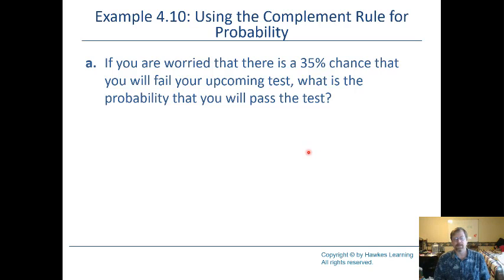So if you get, for example, stressed out that there's a 35% chance you'll fail your upcoming test, what is the probability that you'll pass? Because that's a less stressful value. So 1 minus 0.35 in decimal form, or 100 minus 35 if you want to keep it in percentage. That will give you a 65% probability that you will pass the test.